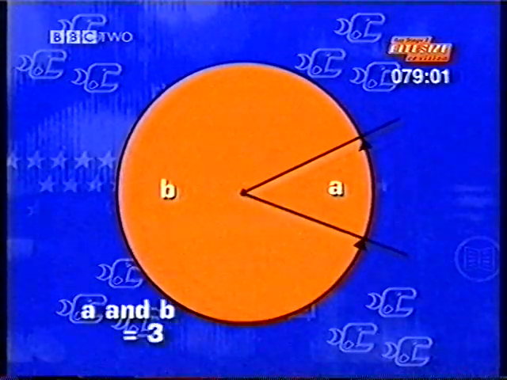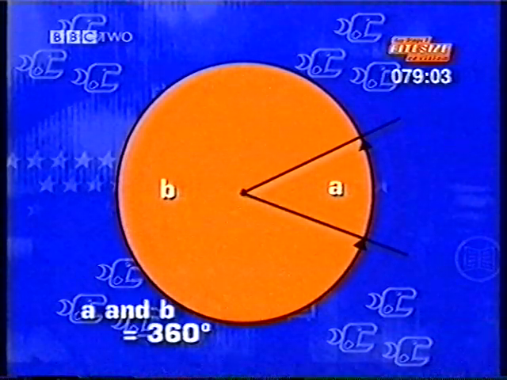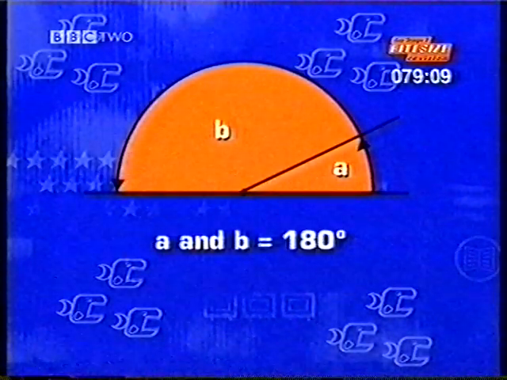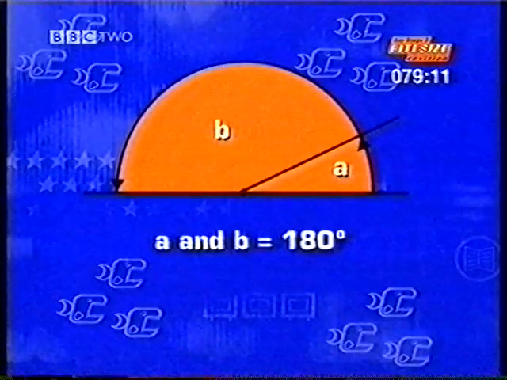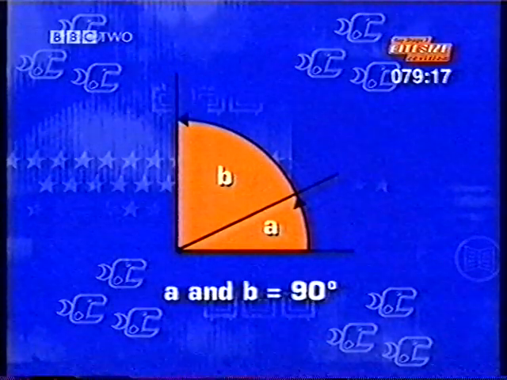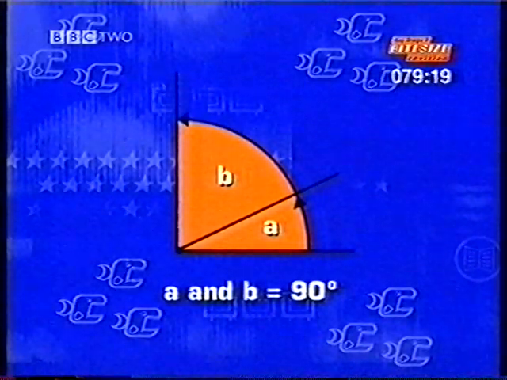Okay, now for some more facts you need to know when you're calculating angles. A complete turn makes a circle and is 360 degrees, so angles A and B add to 360 degrees. A half turn makes a straight line and is 180 degrees, so angles A and B add to 180 degrees. A quarter turn makes a right angle and is 90 degrees, so angles A and B add to 90 degrees.